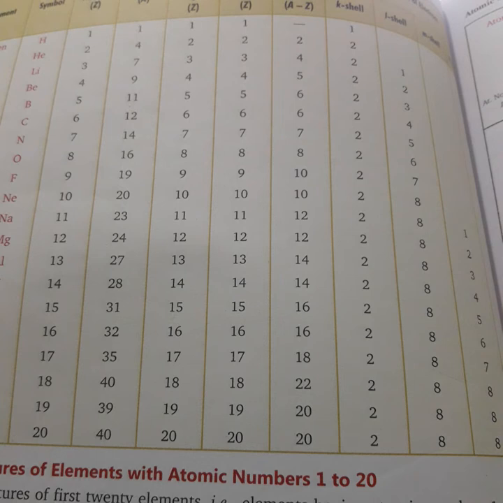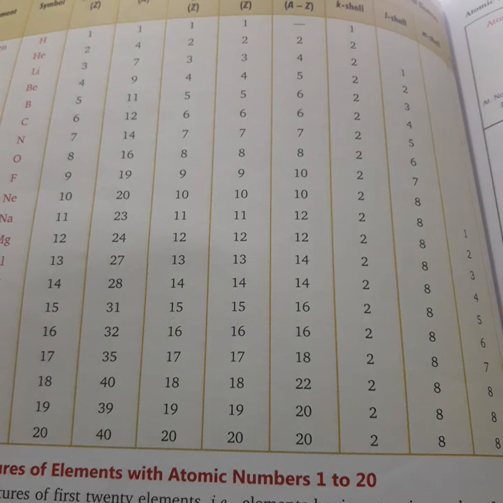First, the electronic configuration of hydrogen. Hydrogen's atomic number is 1. It means it has only one proton and also one electron. So its electronic configuration will be 1 only, and its valency is 1. Valency is equal to the number of valence electrons if there are 1, 2, 3 or 4 valence electrons. Again I am repeating, valency will be equal to the number of valence electrons if there are 1, 2, 3 or 4 electrons. Some exceptional cases we will also discuss side by side.